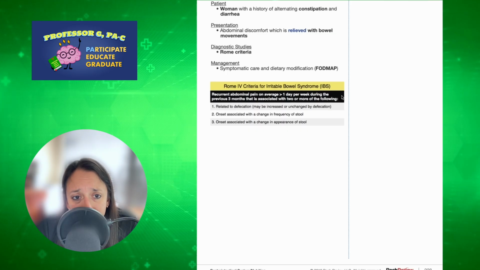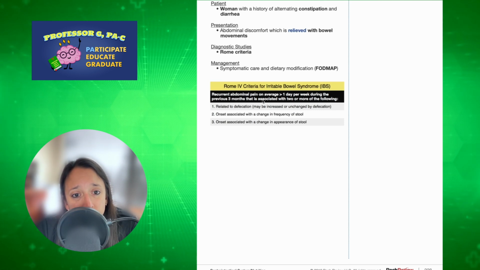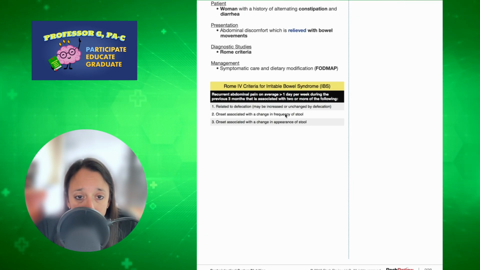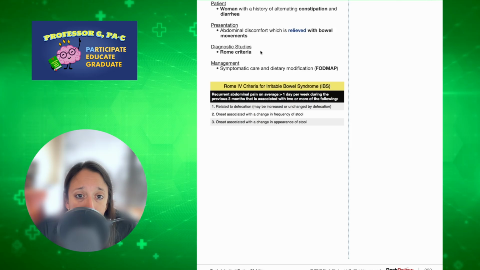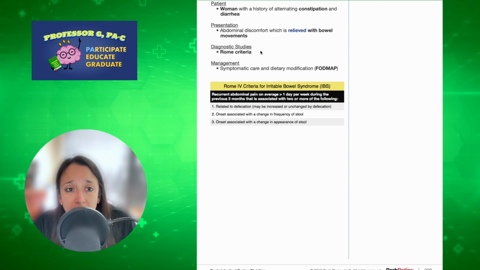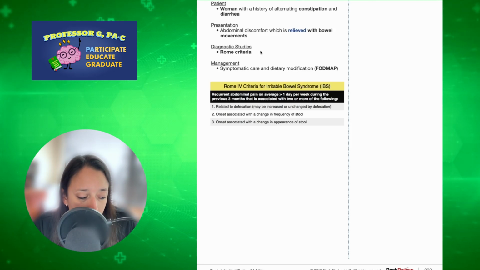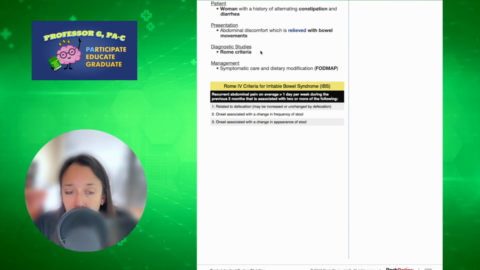So the Rome 4 criteria for this, we're going to see recurrent abdominal pain on average 1 day per week at least over the previous 3 months, associated with 2 or more of the following. So it's going to be related to defecation. It's going to be onset and a change in the frequency of stool and the appearance of stool. And this has to happen over the previous 6 months, or a duration of 6 months. As far as treatment, we usually figure out which is the predominant symptom, constipation or diarrhea, and we treat those symptoms accordingly. There are several medications out there that are targeting those specific symptoms.